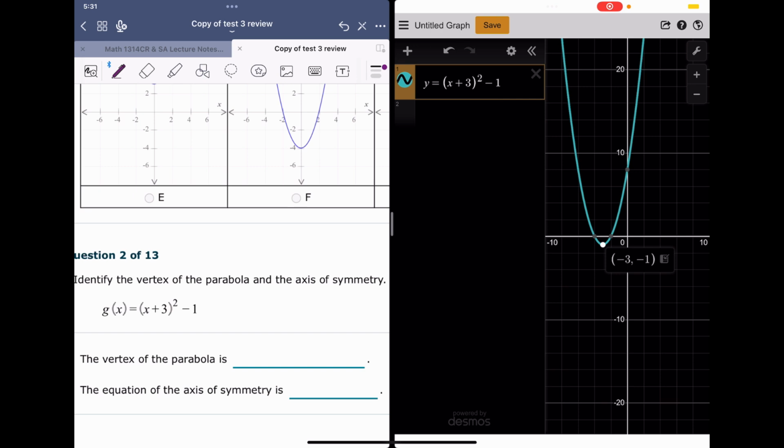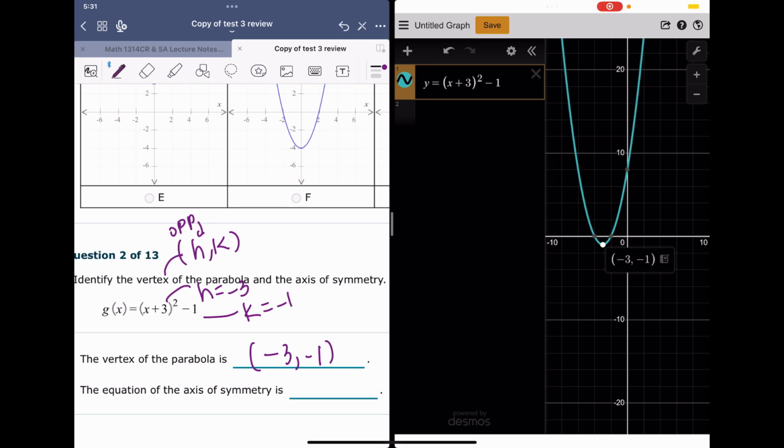So the vertex is h comma k. Remember, it's always the opposite sign of the h. So in this case, h is -3 and k equals -1. So it's going to be -3 comma -1.